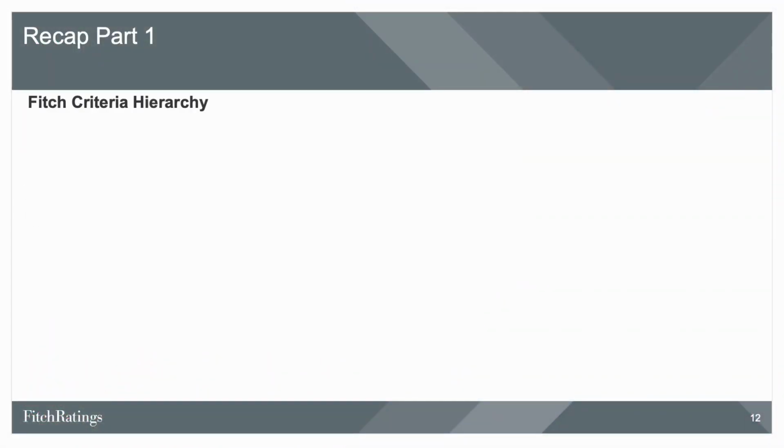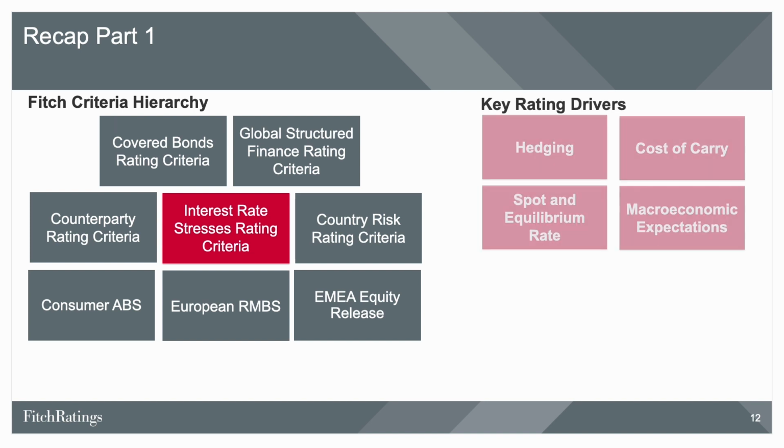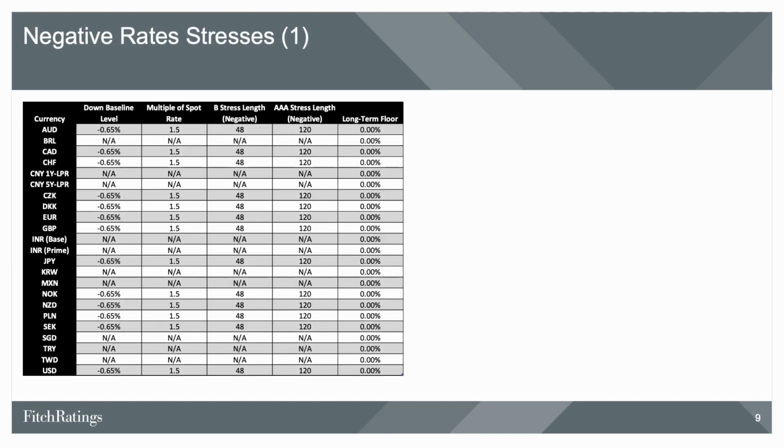In the first part of this two-part interest rate stresses criteria explainer, we outlined the criteria scope, summarized the underlying framework and applicable principles, and illustrated the construction of positive interest rate stresses. In the second part, we will dive into the construction of negative rate stresses and discuss basis risks and other special topics. As was the case in part 1 for positive rate stresses, the table shown here is part of the output the web user interface produces.